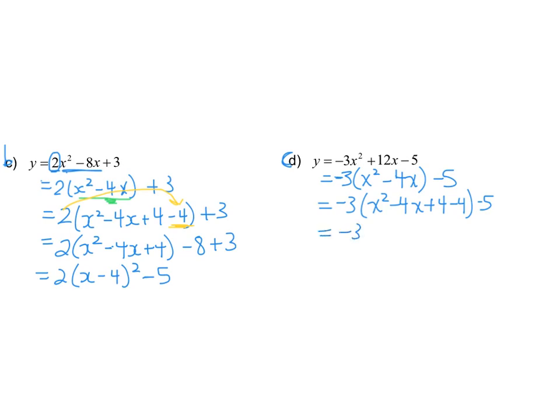We have -3. We're going to kick that -4 out of the bracket by multiplying the -3 with it. So a negative times a negative will be plus, and 3 times 4 is 12. We still have our -5 tailing along the end. Factor that perfect square. Square root the first, square root the last, take the sign from the middle.